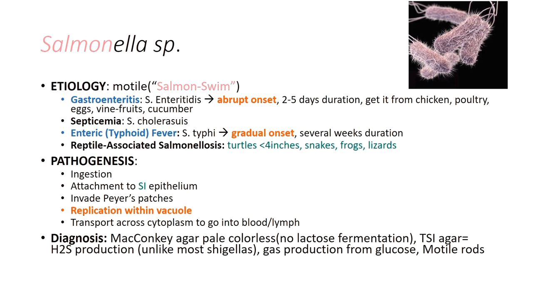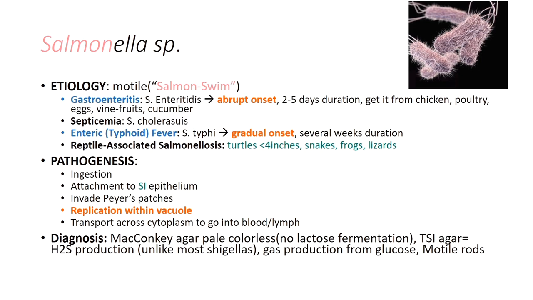So diagnosis, it's MacConkey's agar, which is gram-negative, obviously. This does not ferment lactose, and so it's non-lactose fermenting. And then this is one that can produce H2S. And how do we do that? So we grow it on TSI agar. Most Shigellas do not produce H2S, but remember that Shigella flexneri is the one that can ferment and produce H2S.